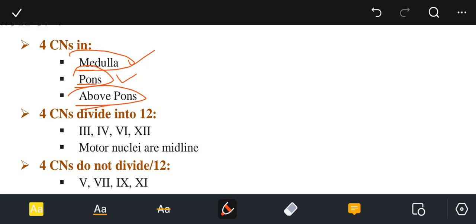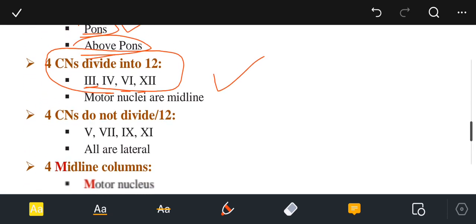4 cranial nerves divided into 12, like 4 numbers are going to divide 12 completely: 3 4s are 12, 4 3s are 12, 6 2s are 12, 12 1s are 12. So these are the divisors of 12. The motor nuclei are midline, right? So cranial nerves 3, 4, 6, and 12, the numbers that divide 12, will have central motor nuclei.